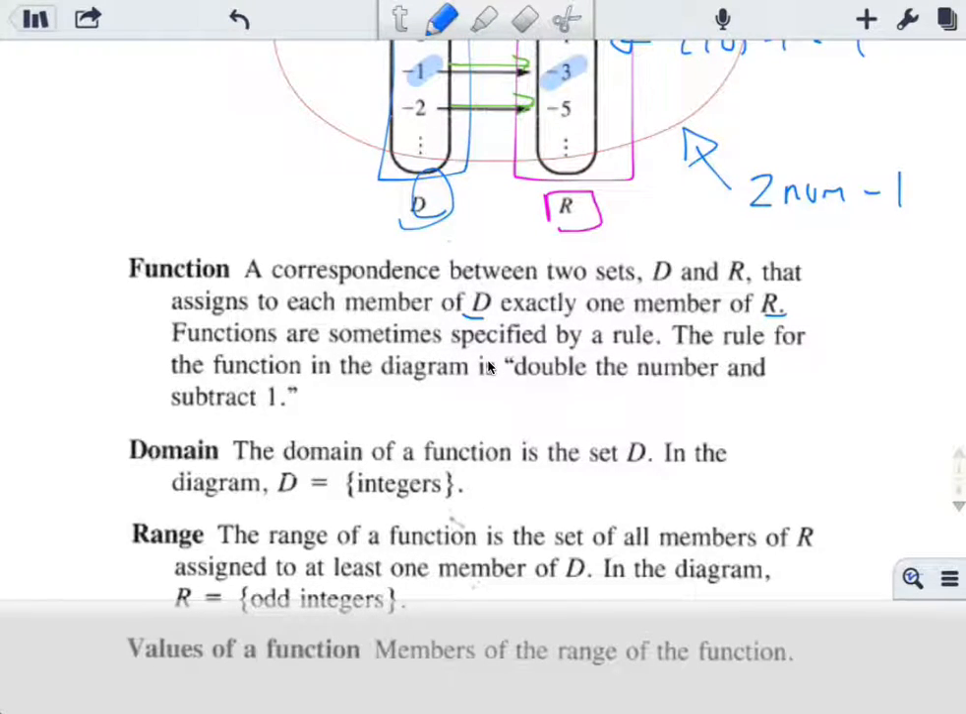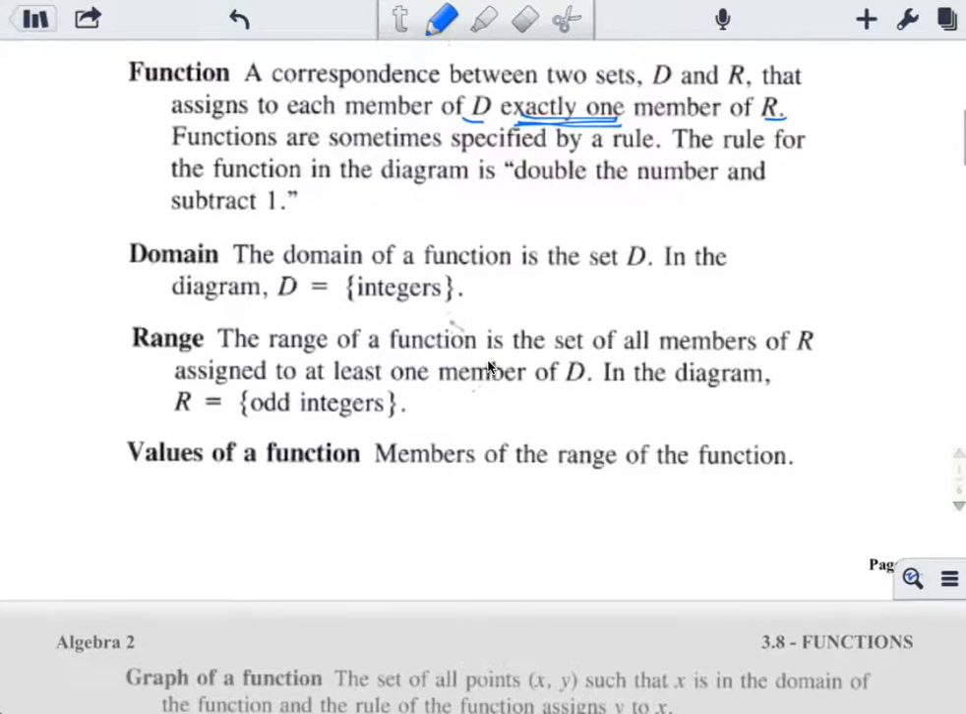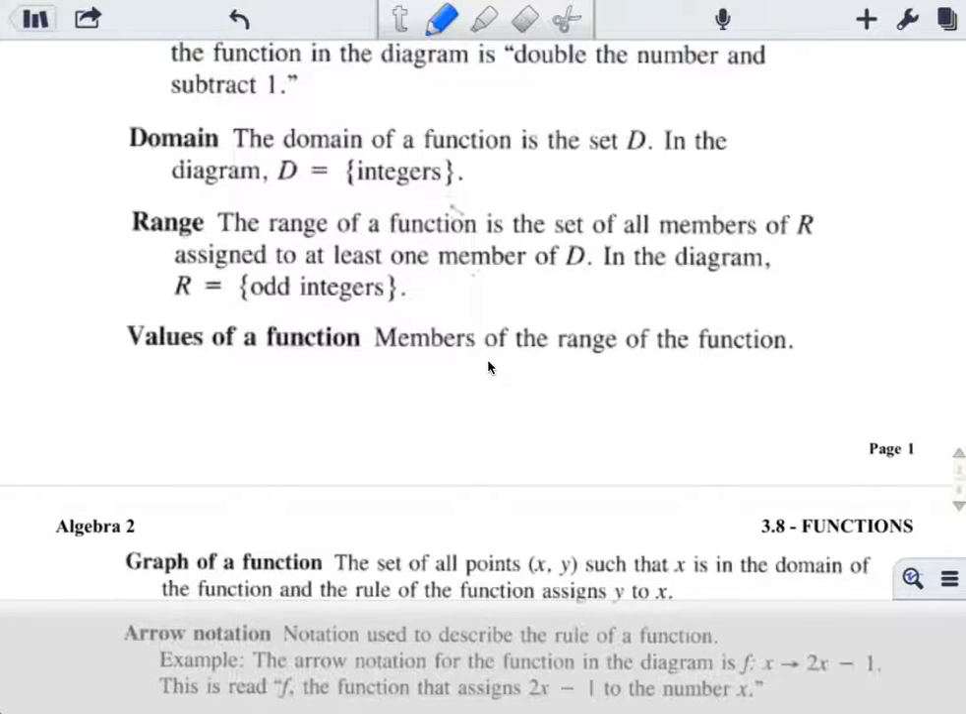Okay, so note we want to be specific. It says exactly one member in the range. That'll become important for us here in a little bit. The domain of a function is the set D. It's basically all the values we can plug into the function. And for the function above, the domain was the integers. The integers are values like -3, -2, -1, 0, 1, 2, 3, and so on.